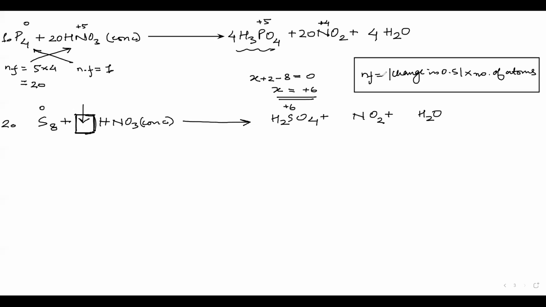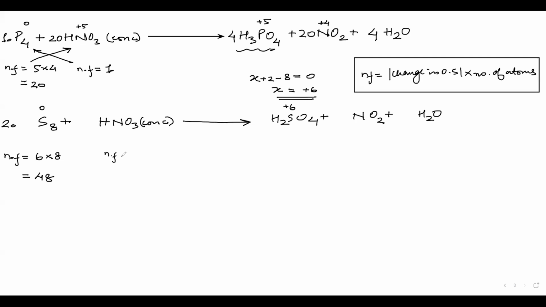+6. Okay. So what is the N factor? We have to just see the magnitude of change into number of atoms. So N factor is equal to magnitude of change. The magnitude of change is 6, into number of atoms, which is 8. So this N factor will be equal to 48. Now you erase this. Correct, very good.